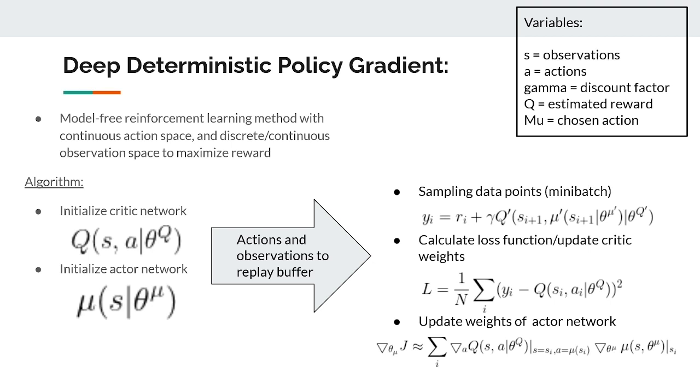So, a brief introduction to the algorithm: you initialize the critic network and the actor network. It does actions and observes what those actions do into the replay buffer. It then samples these data points denoted by your mini batch size. It calculates the loss function to update the critic weights, which it wants to minimize, essentially learning the transition states from one input to the next observations. And then you update the weights of the actor network by trying to maximize the reward function as shown.